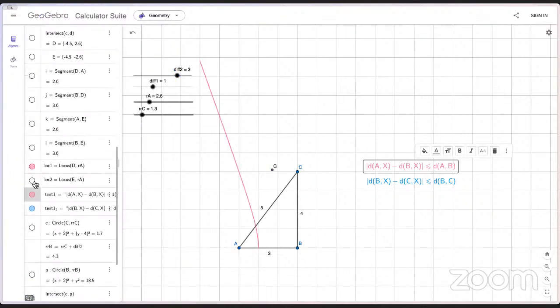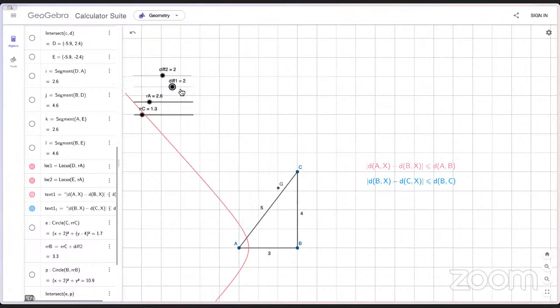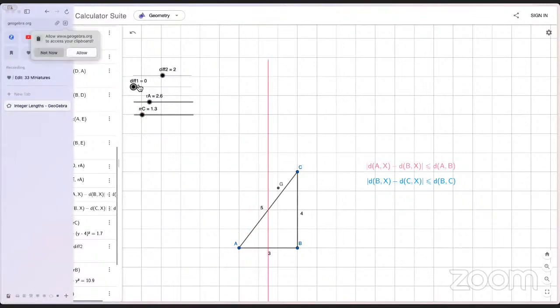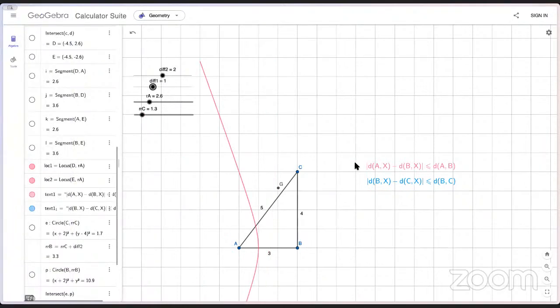So this is the hyperbola that traces the locus of all the points whose difference of distances from A and B is constant. This hyperbola here says that this difference is whatever it is. I think in this case, it's 1, this is 0, this is 2, and this is 3. So notice that there are only 4 possible values for what this expression on the left-hand side can be.